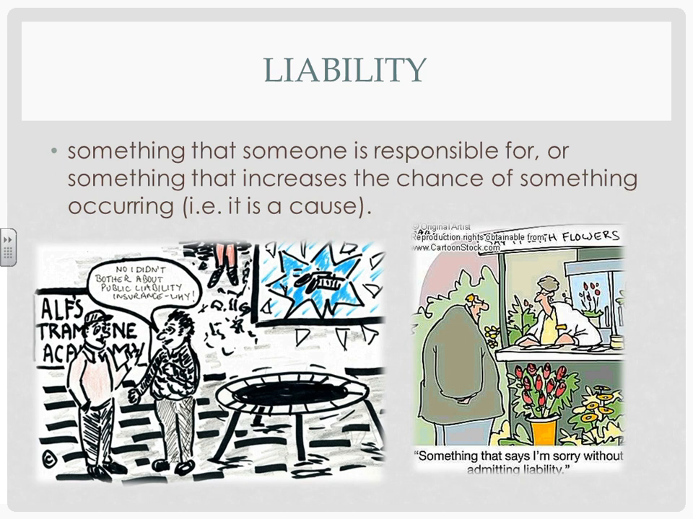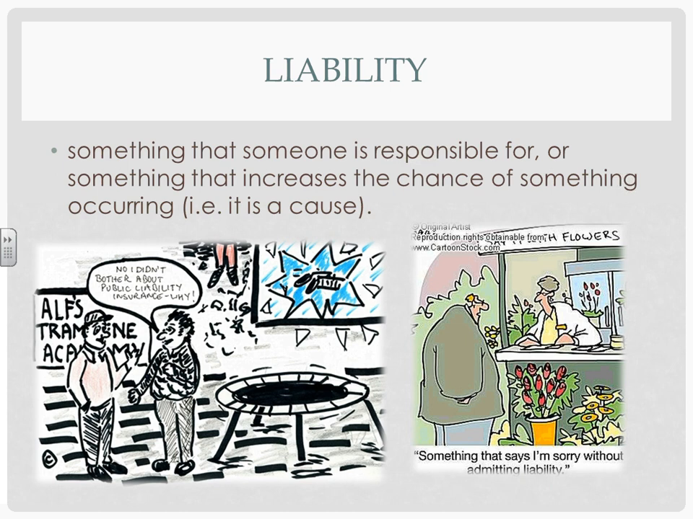And I have two little examples here. So the guy says, no, I didn't bother with public liability insurance. And it's a trampoline academy. So he didn't get any insurance. And then there's a picture of a guy in the roof and a picture of a guy flying out the window. So liability is when you are responsible for something. And in this case, the trampoline increases the possibility that an injury will occur.